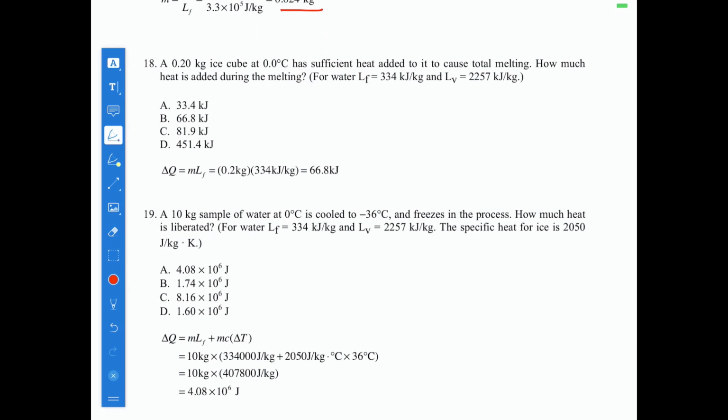Number 18. This is the mass you have, and total melting at 0 degrees. So all you need is using this number, the heat of fusion, and the mass. This is the amount of heat required to melt the whole ice, and this is equal to B.